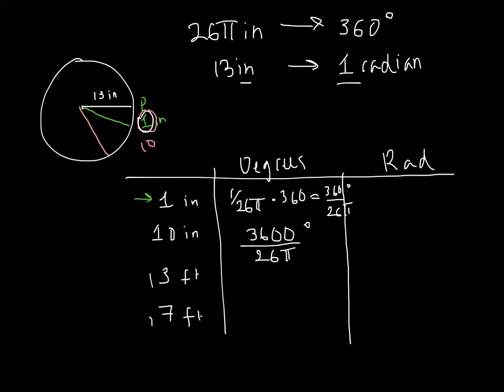Well, if a whole radian is 13 inches, you've gone 1 out of those 13, so you've gone 1/13 of a radian. All right, and then you multiply it by 10, because you've got 10 inches instead of 1, 10/13 of a radian, so on and so forth. Okay, go ahead and finish this out. Make sure that you have answered any questions that you need, and now we're going to move on.